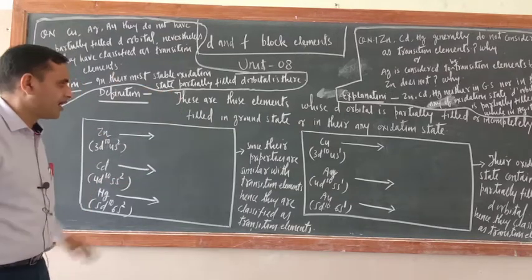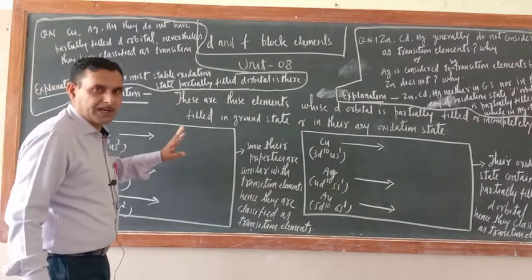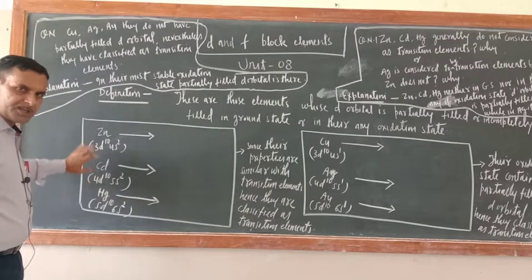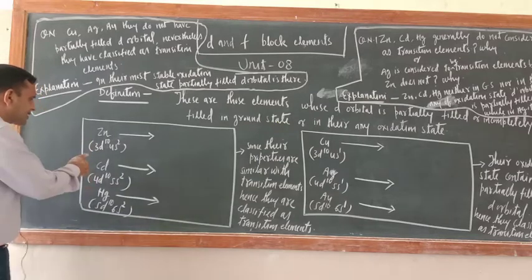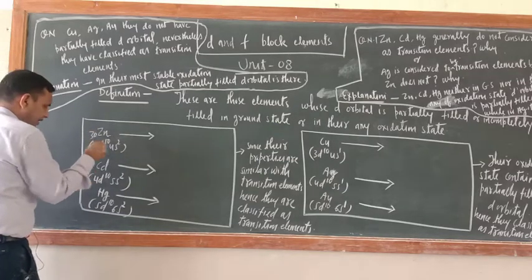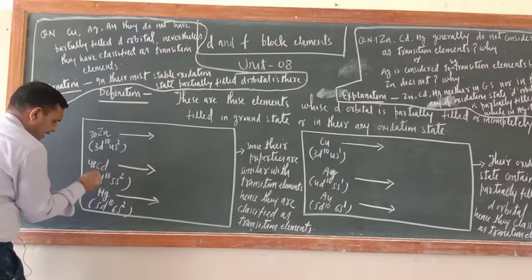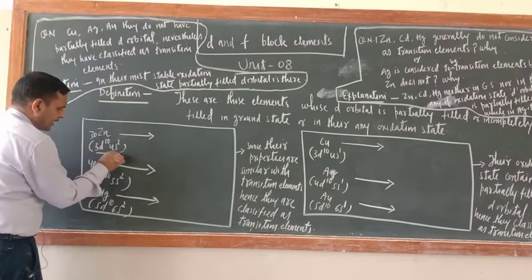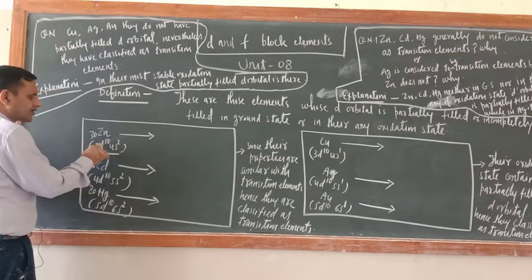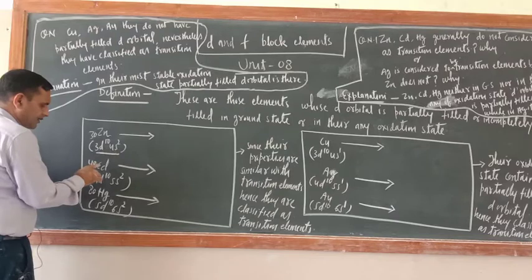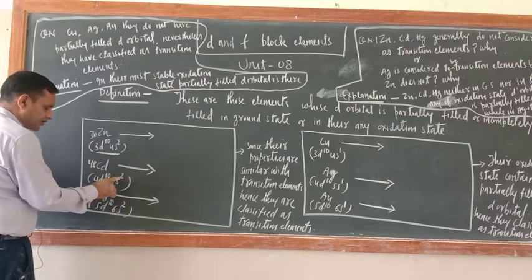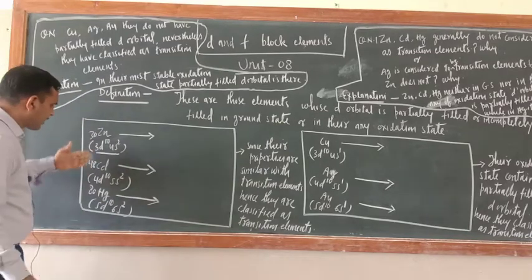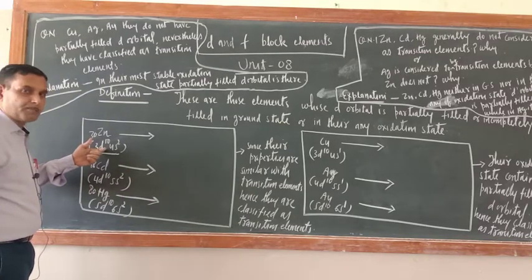Now I have two sets of elements. One set is zinc, cadmium and Hg. Zinc is 30, cadmium is 48 and Hg is 80. Their last electron enters the d orbital: zinc 3d10 4s2, cadmium 4d10 5s2, Hg 5d10 6s2. In the ground state, their d orbital is completely filled.